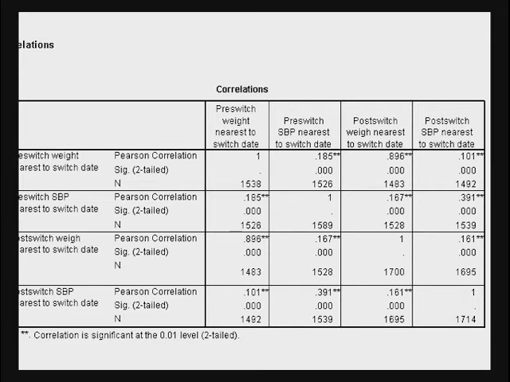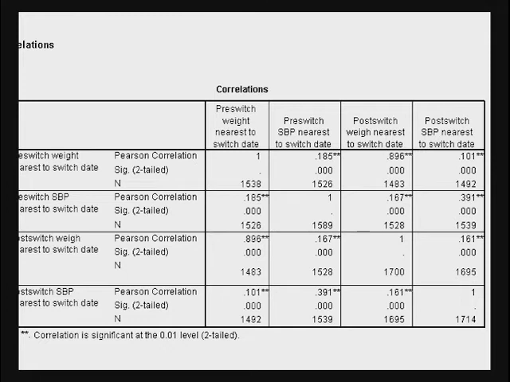Let's look at the correlation of the weight to the blood pressure at time 1. So weight to blood pressure at time 1, the correlation is 0.185. And let's look at the weight at time 2, or the post-switch, with the blood pressure at time 2. Well, that's 0.161. In both cases, given almost 1,600 people, the correlation is significant at the 0.01 level with a two-tailed test. What else do we expect to see to be highly correlated?